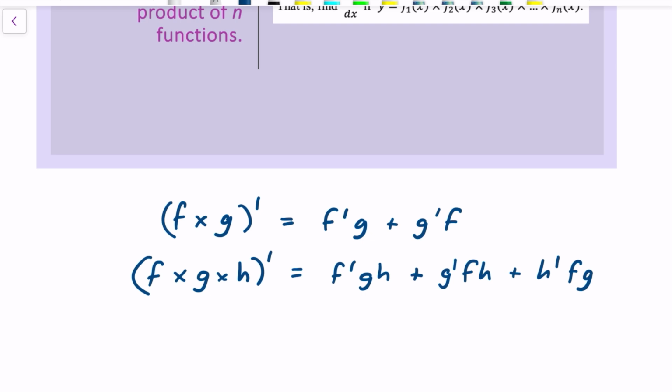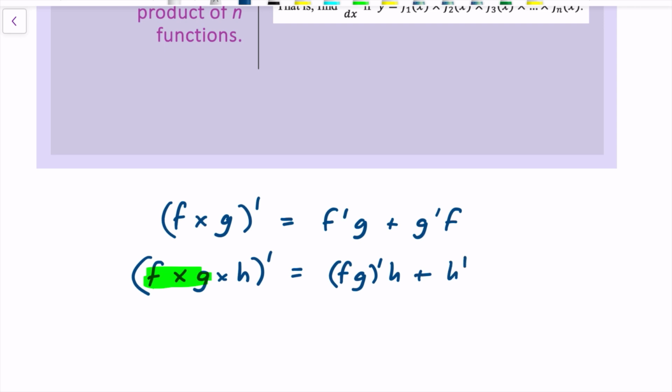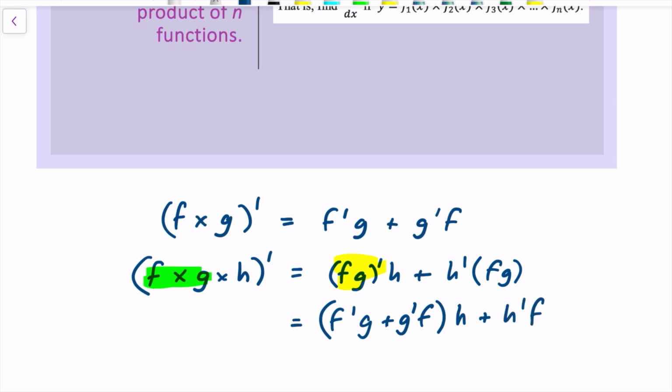And you can prove that quite easily because you just pair up two of the functions and you treat that as a single function. So f times g is like the first part, and when we want to differentiate something times another function, we go fg differentiated, times h, and then h dash times fg, and then we just apply the product rule a second time, f dash g plus g dash f, all times h plus h dash fg, and we get that equation that I'd memorized earlier.